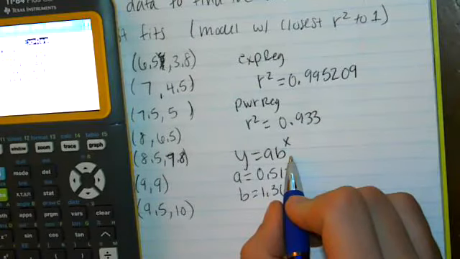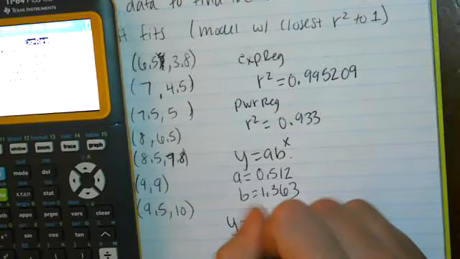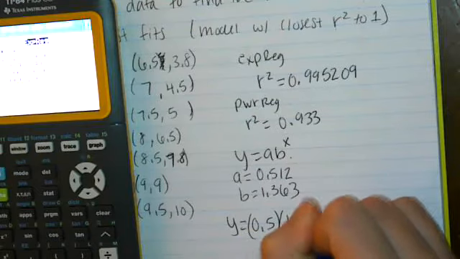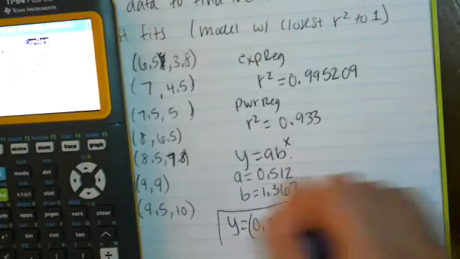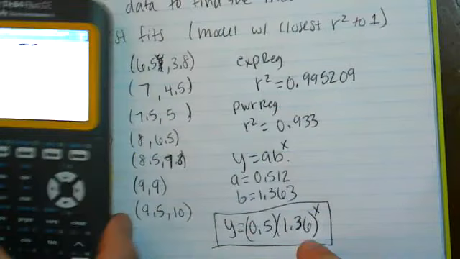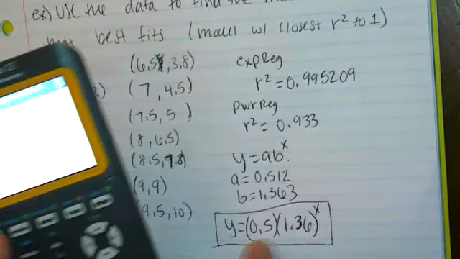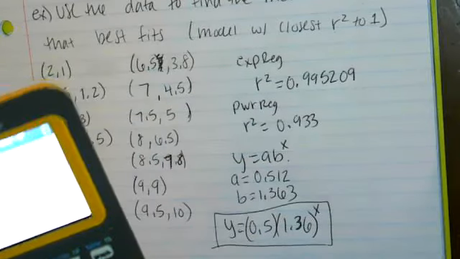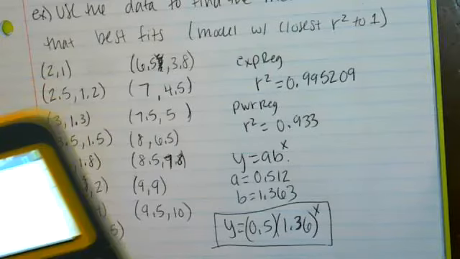By following the model that I'm given, I can write y equals 0.5 times 1.36 to the x power, and that would be my model. A way to go ahead and test this: go to your y equals button, type in this function. So 0.5 parenthesis 1.36 parenthesis to the x.